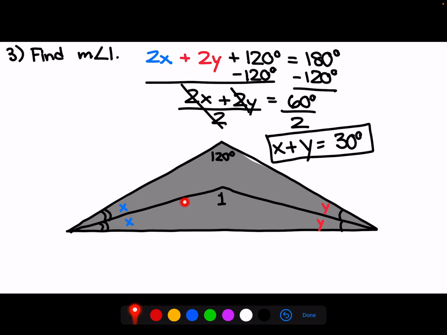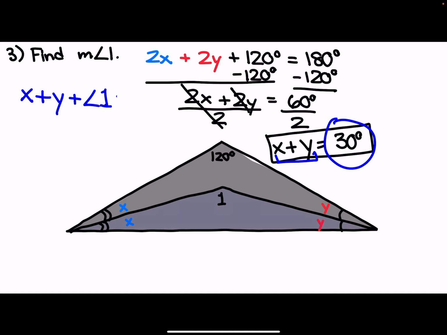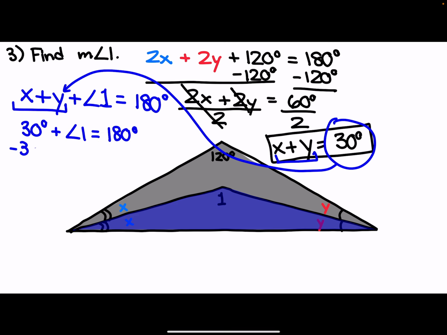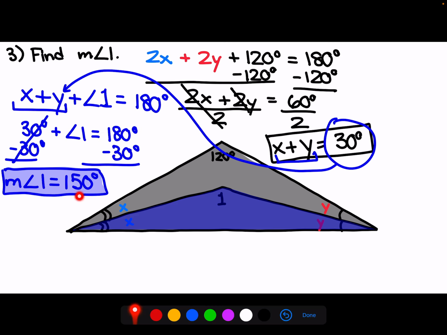Now I'm going to go ahead and move to our smaller triangle because I can't do anything else with the large triangle. For the small triangle, the sum of the angles is x plus y plus the measure of angle 1 equals 180 degrees because this is a triangle itself. So I should be able to say x plus y plus angle 1 equals 180, and I can substitute 30 in for x plus y because x plus y is equal to 30. So I'm just going to go ahead and replace this with 30. So I now have 30 plus angle 1 equals 180 degrees, so therefore angle 1 equals 150 degrees.